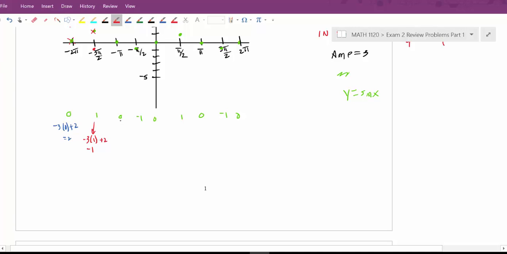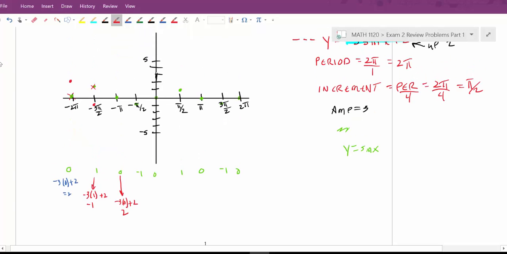Then we move on to the next one. The next one is negative 3 times 0 plus 2, which is 2 again, so this point right here moves up to 2. And then this one is negative 3 times negative 1 plus 2. That's 3 plus 2, which is 5. So this point right here moves all the way up to 5.